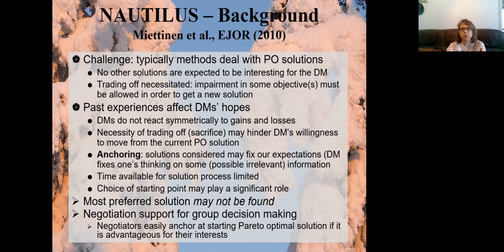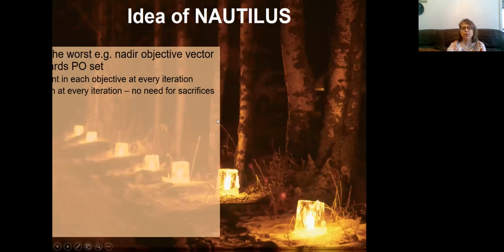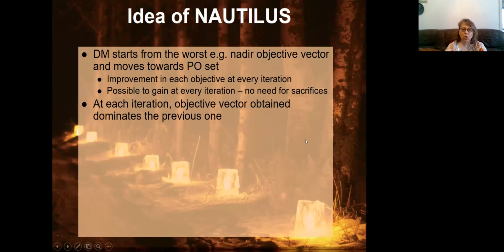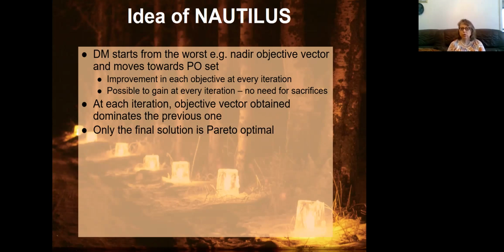So in NAUTILUS, based on this reasoning, we start from something bad. So from a nadir objective vector, where there's no interest in getting stuck there, no interest in anchoring there, but enabling movement so that all objective functions can improve simultaneously. No need to consider sacrifices. We always get something better. And eventually we move to the Pareto optimal solution. So the final solution will be Pareto optimal. That is not something that we question, but we question the way we reach that solution.